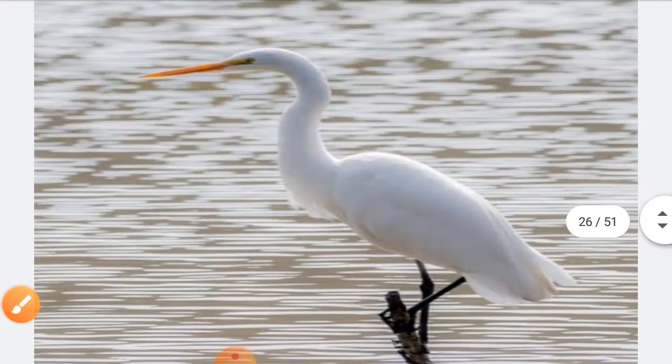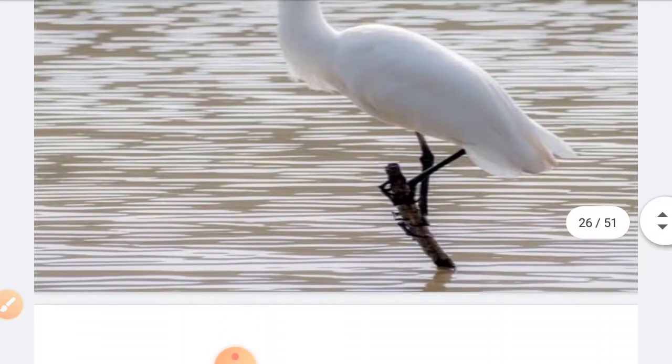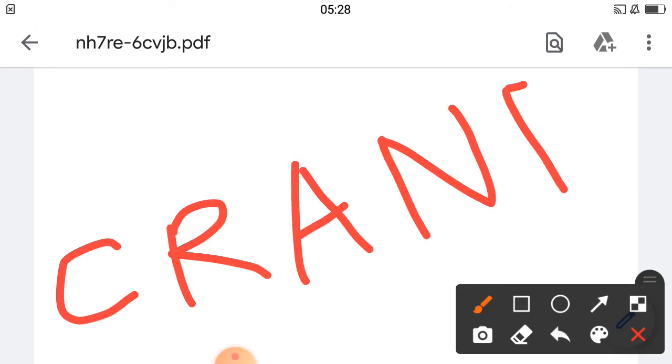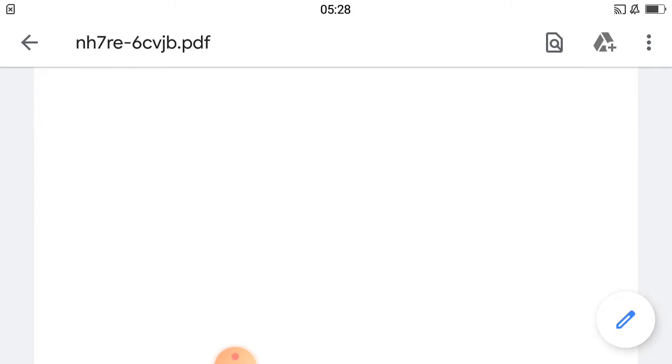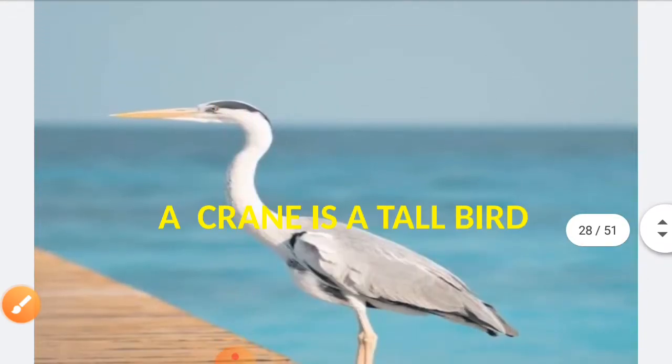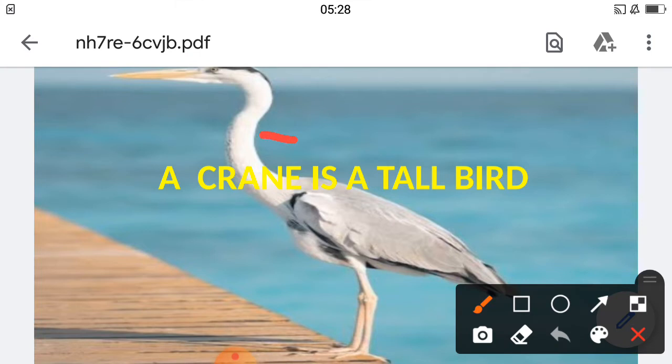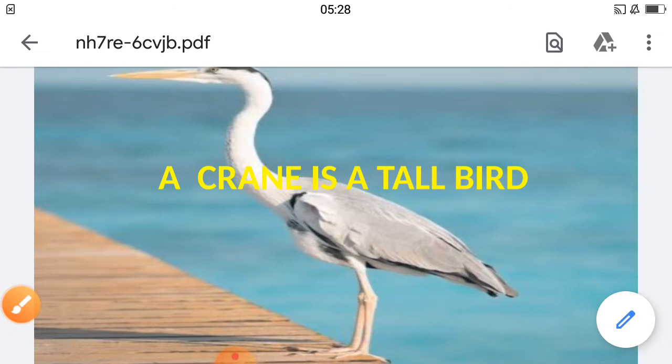Now, what is this? You see it? Yes? Everybody has seen it. Very common. This is a crane. C-R-A-N-E, crane. Okay, now have a look at this. And see how tall the bird is. Yes, a crane is a tall bird. Please repeat.